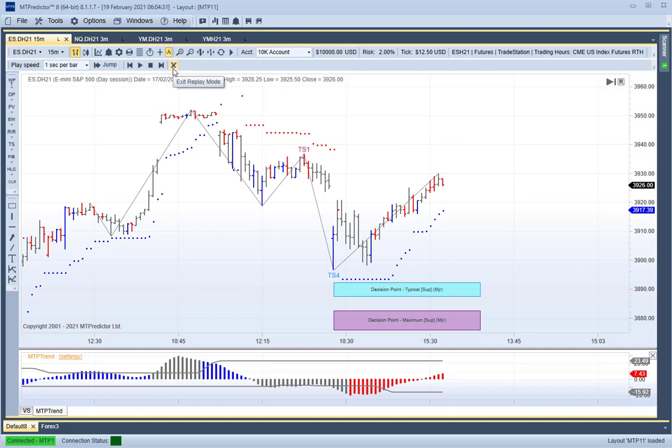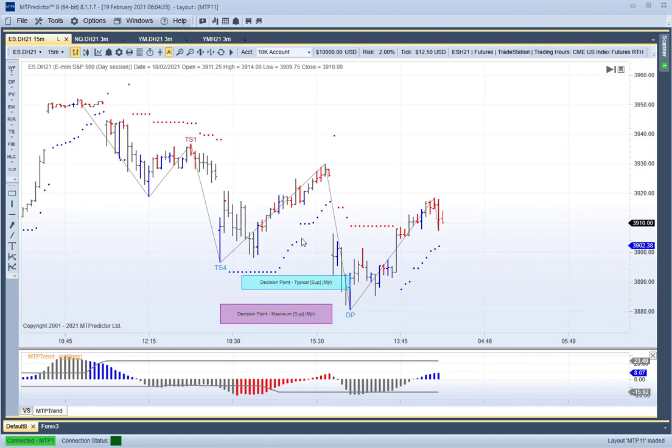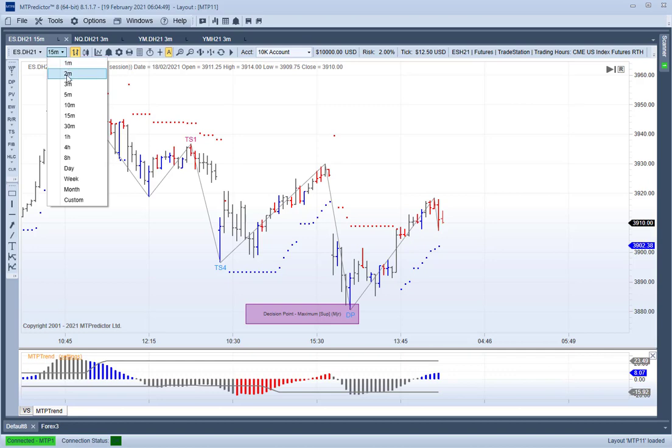So if I exit replay mode, you can see what happened yesterday. The market went down, it went just through the typical, snapped back again, but it actually made the low of the day right in the maximum DP on the 15-minute chart. So if I just take off the typical, you can see how that caught the low beautifully. So what does that mean on a 3-minute chart?